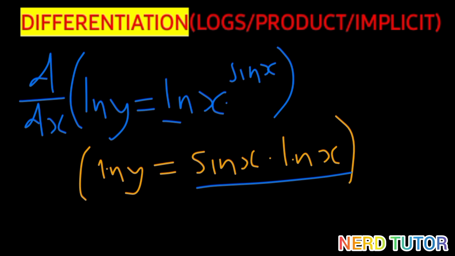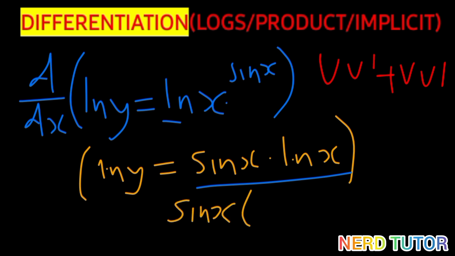I won't explain in full, but I'll show you how to do it. For sin x ln x, we use the same formula that I used in the previous video, which is uv prime plus vu prime. If we take our first value, which is sin x, we take it the way it is, then we differentiate the second item, which is ln x.